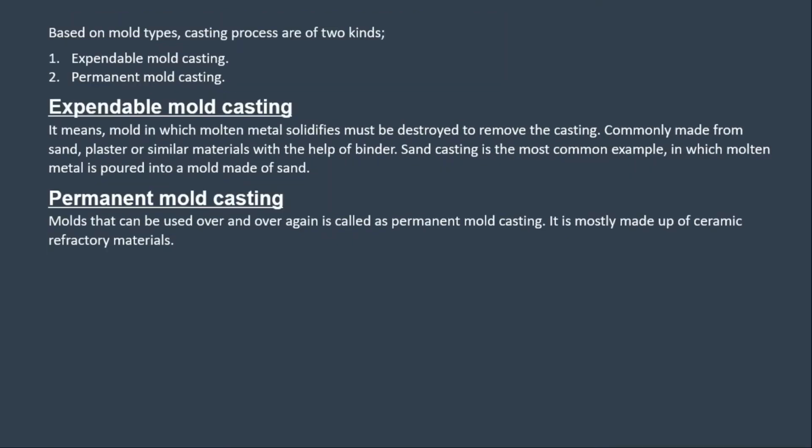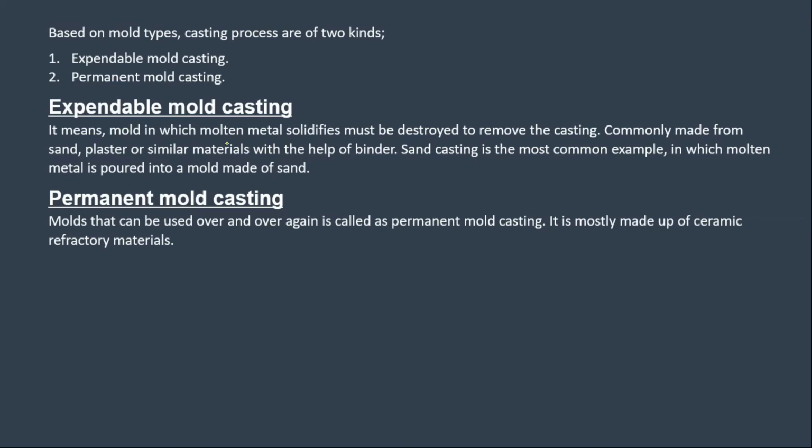The second one is based on the mechanism, how we are performing the casting based on the mold. We have expandable mold casting. I told you it means once the part has solidified, the mold must be destroyed to take out the part. While in the case of permanent mold casting, we can perform multiple castings in a single mold. So there is a mechanism of opening and closing the mold cavity to take out the part.